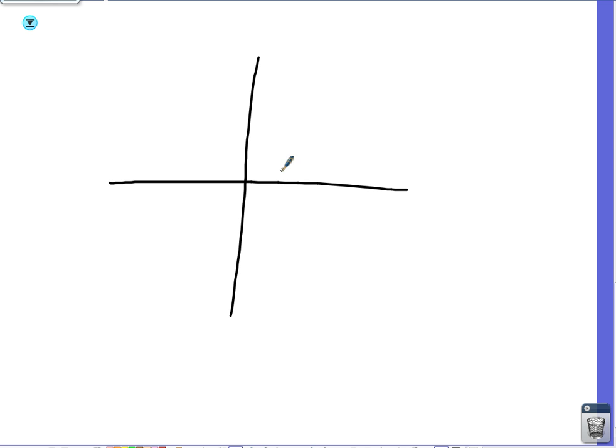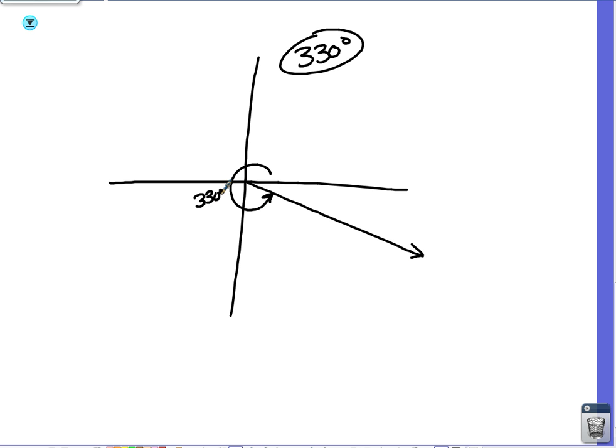Let's do another one. Let's do a 330-degree angle. I want to know the reference angle of 330 degrees. Here's 90, 180, 270, 360 is too far. So 330 is going to be about right there. Closest part of the x-axis. How far away from 360 are we there, Skylar? 30 degrees. So the reference angle of a 330-degree angle is 30 degrees.